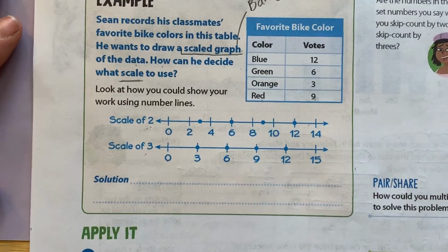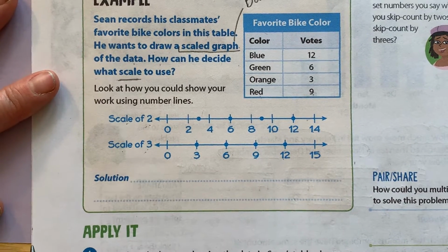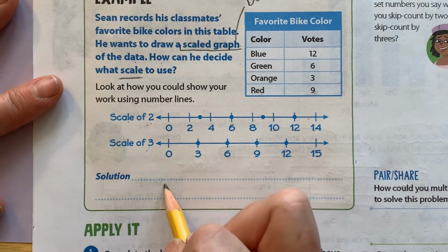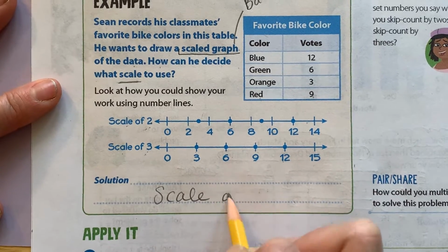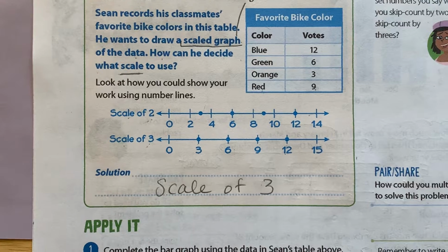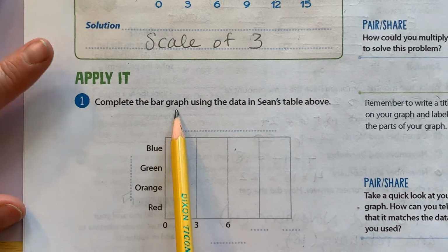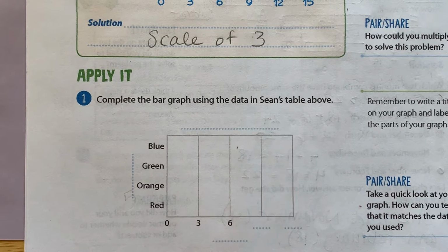Okay, so which scale do you think we should use? The scale of 2 or the scale of 3? You're right, the scale of 3. So we'll get started on number 1, and then you'll finish the rest of the pages on your own. Okay, complete the bar graph using the data in Sean's table above.